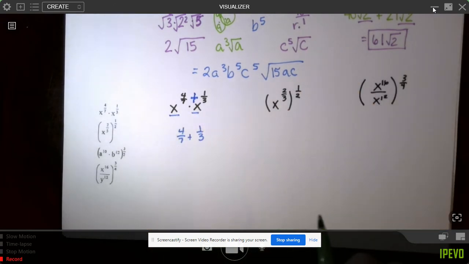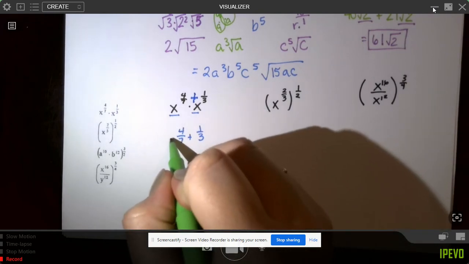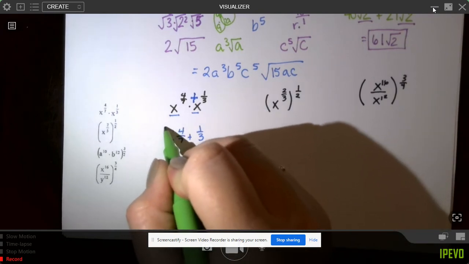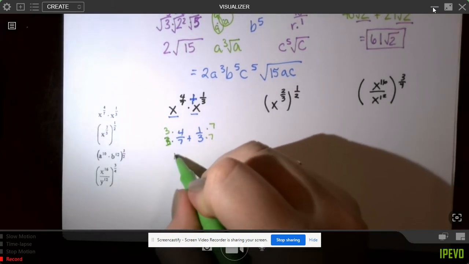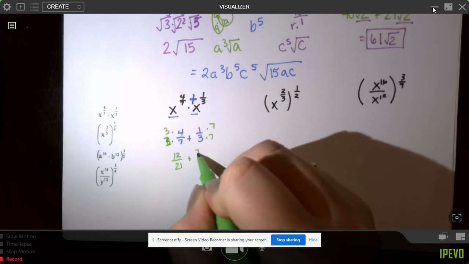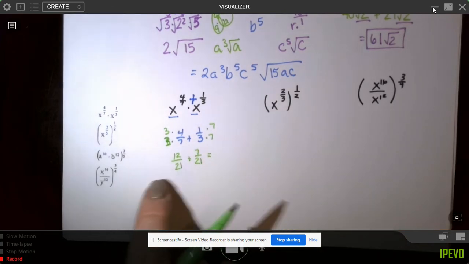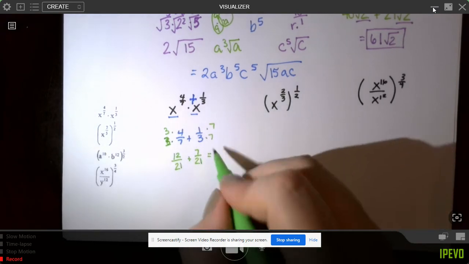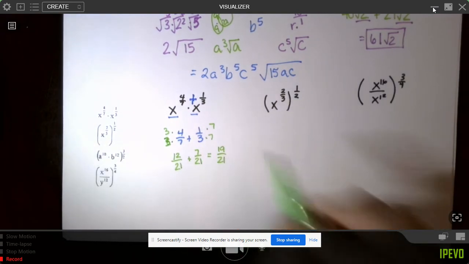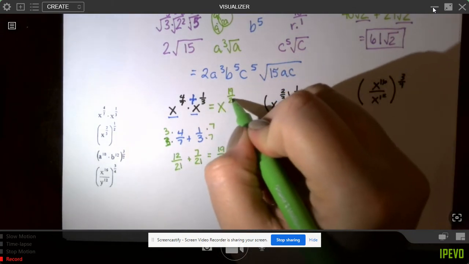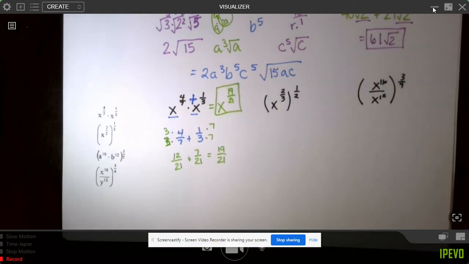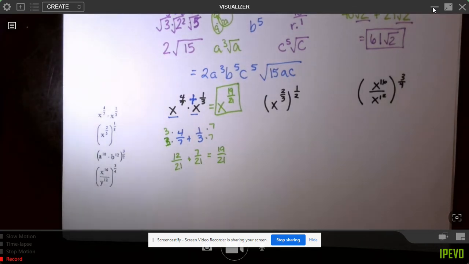Well, 7 and 3 have a 21 in common, so I'm going to multiply this side by 3. I'm going to multiply this side by 7. And we're going to get 12 over 21 plus 7 over 21. Now, because they have the same denominator, I can add them together, and I can get 19 over 21. So really, this expression here is x to the 19 over 21. Obviously, if 19 and 21 had a number in common, we would simplify that fraction, but 19 over 21 cannot be simplified, so it's going to remain as is.